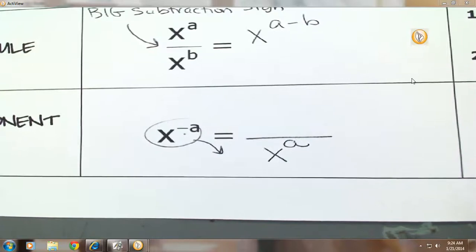Change your sign to make it positive. So 1 over x to the a. And again, that only applies to exponents. Only applies to exponents. It does not do anything to your coefficients.